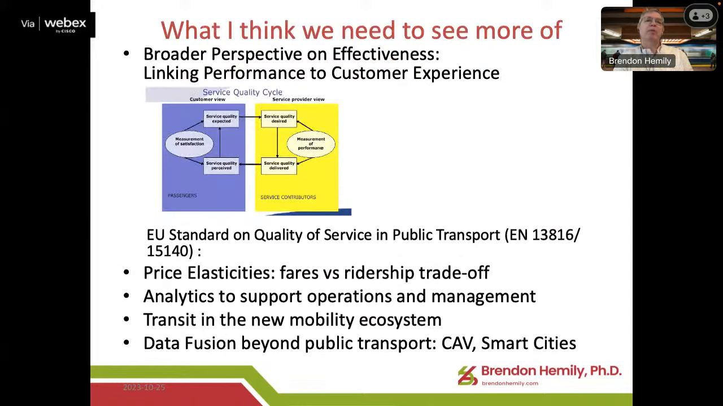Just to throw in a couple of things I think we need to see more of. A broader perspective on effectiveness and linking performance to customer experience. The right-hand part of that chart is what we as technical people traditionally measure, but it has to be linked to perception of the quality and measurement of satisfaction. And I see more and more efforts to do this. This chart actually comes from the European Standard on Quality of Service in Public Transport, which appeared, well, 15 years ago. Other things, price elasticities. I was very happy to see the presentation yesterday.